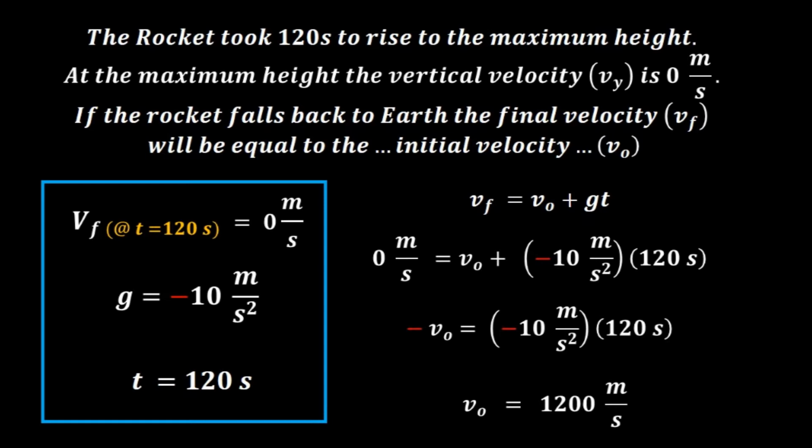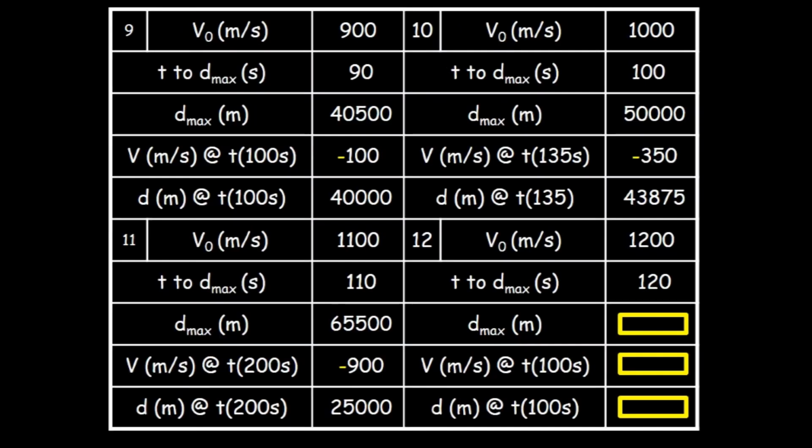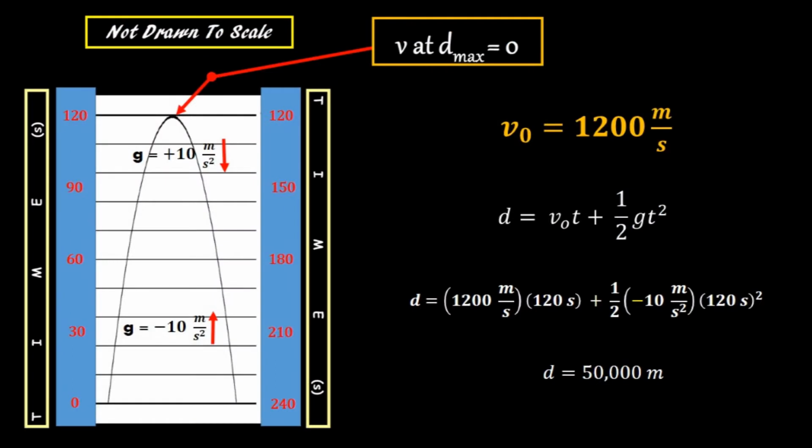So how do you do the distance? Well, it's going to be 1,200 times 120 plus a negative 1/2 G, 10 meters per second squared, times the time squared. And that's how you're going to figure out the distance. So that's it. 1,200 times 120 plus 1/2 negative 10 times 120 squared is 50,000. The initial velocity is 1,200 meters per second.